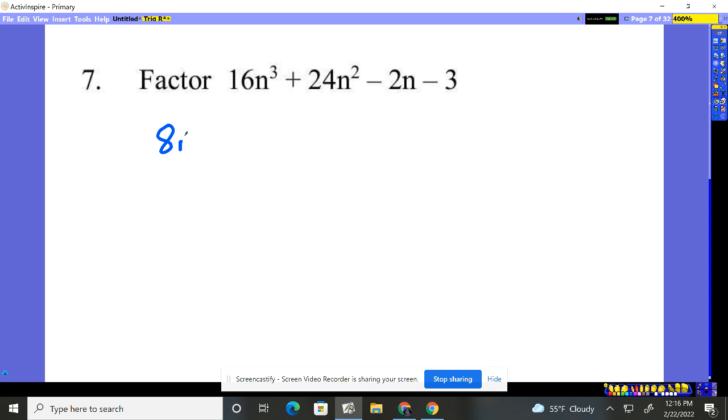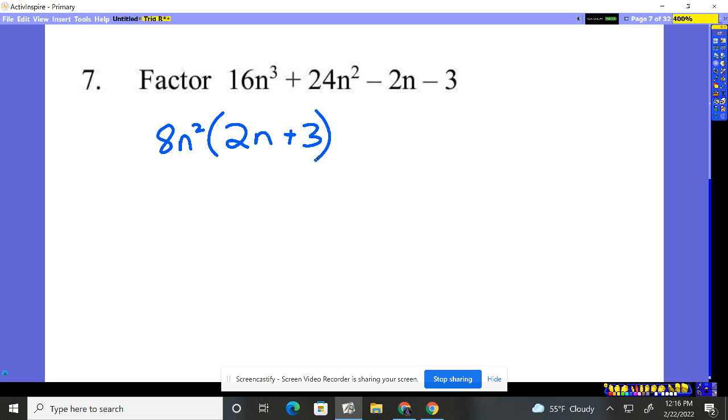N cubed, n squared, and n squared will come out. So 8 times a 2n will give me the 16n cubed. Plus 8 times a 3 will give me the 24n squared. We already pulled the n squared out, so that's it.